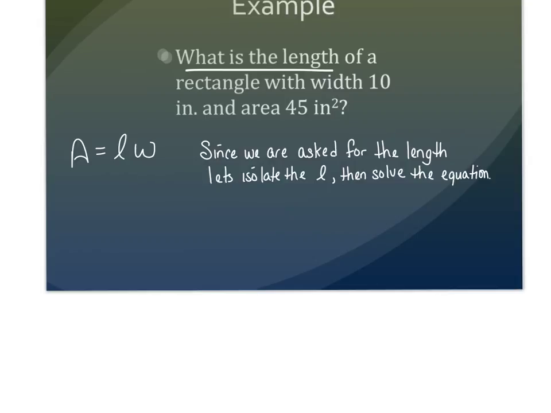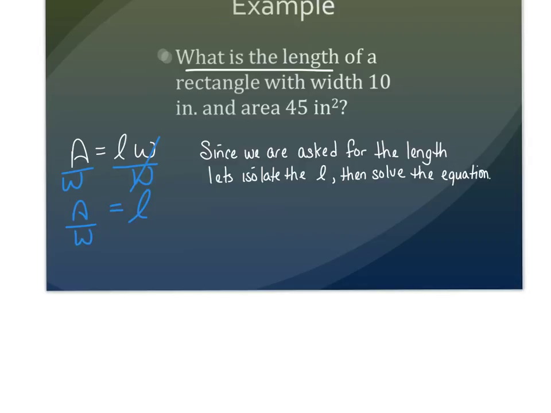Looking at our problem here, to isolate the L, we need to get rid of the W, and the W is being multiplied by the L. So to undo multiplication, we're going to divide. So we're going to have L equals A over W.